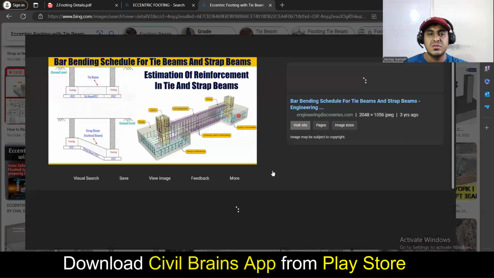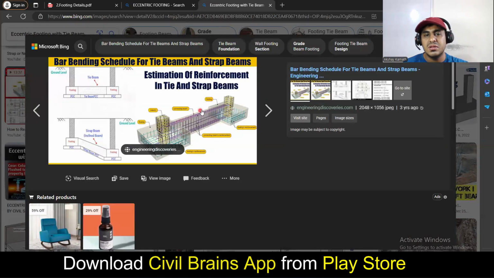Somewhere here. Yeah, you can see the beam here. This is that beam which has been connected. So you'll be providing a top bar of 16 diameter, let us say a bottom bar of 20 diameter, and then you're going to provide a stirrup like this. Understood? So this is how the eccentric footings are designed.